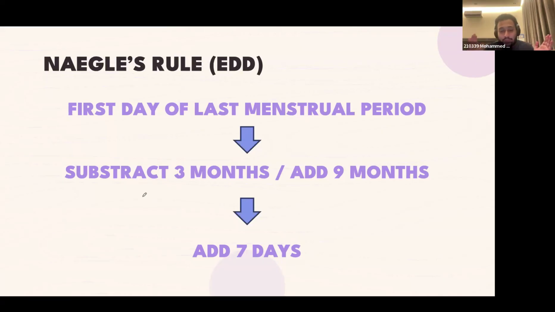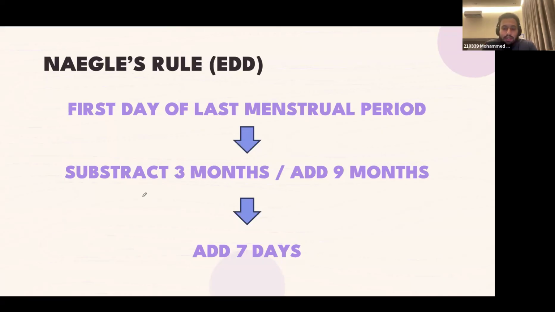If they don't have a regular menstrual period, you can't really use this rule. It's going to be inaccurate. Then what you do is either subtract 3 months or you add 9 months. Okay? Then you add 7 days to that. To give you guys an example, and we'll do this together.